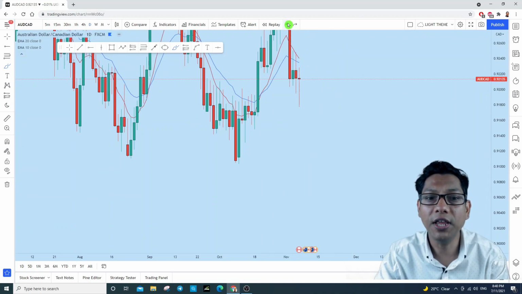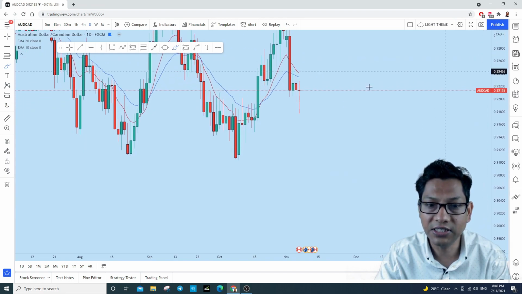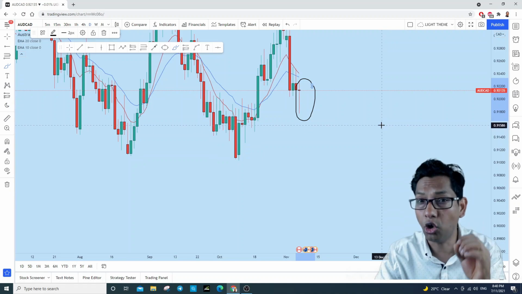On the new trading week, as you see, the last day of the trading week has created this doji candle.